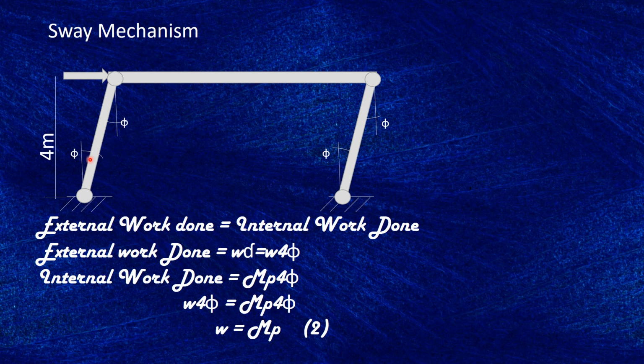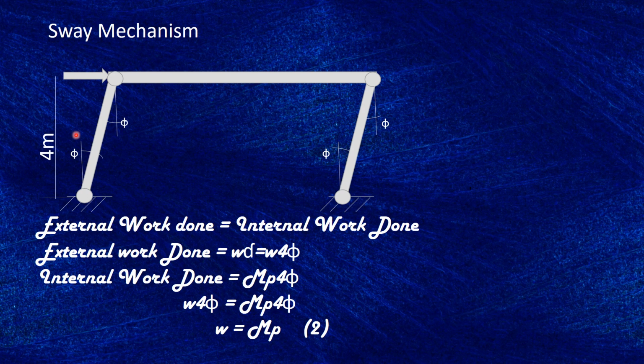Now, if we call this distance that travels dH, tan theta is opposite over adjacent, so theta over 4. So tan theta is equal to theta because they are very small, since tan is sine over cosine. So we get theta times 4 is equal to dH. So the external work done will be W times 4 theta.